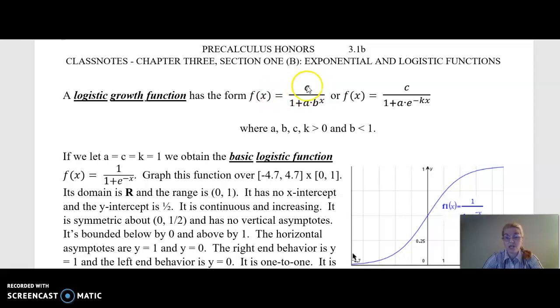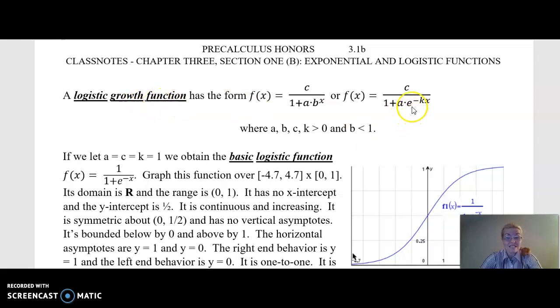Either you're going to have some constant divided by 1 plus some constant times a base to the x, where if you have an arbitrary base, that base b had better be less than 1. So this base is going to be a fraction or a decimal, less than 1, right? Where a is going to be a positive real number, c is going to be a positive real number, right? So if you see something of this form, that's a logistic growth function.